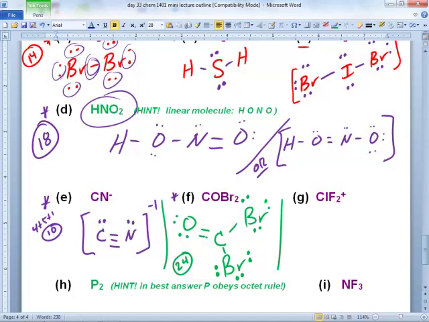We've got time to do one more. Now this one's an ion, ClF2+, so make sure you get your count right. That's supposed to be a chlorine. It's a Cl, chlorine, surrounded by two Fs. Chlorine surrounded by two Fs. And it's a cation.